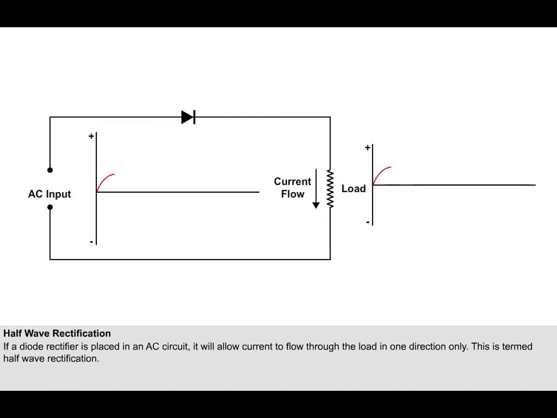Current will flow through the load in one half cycle, but in the other half cycle, when the polarity of the voltage is reversed, the flow of current will be blocked. This method of rectification will therefore produce pulses of DC in the secondary circuit, with gaps between the pulses.